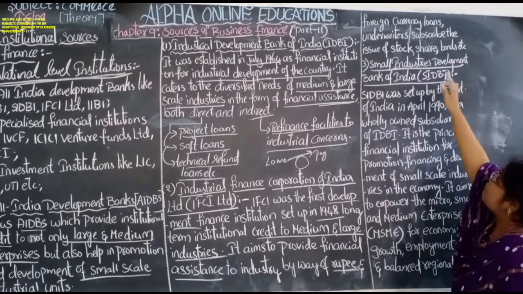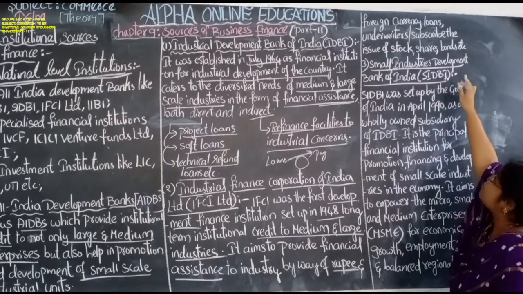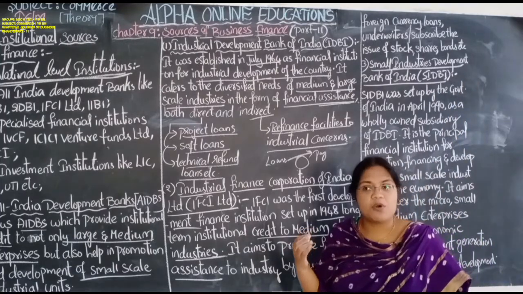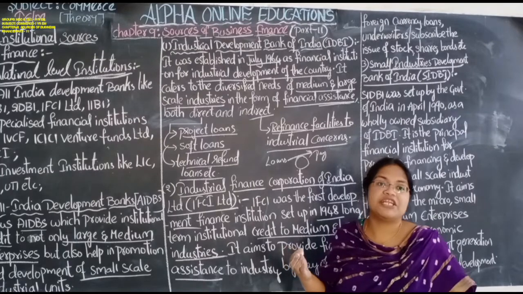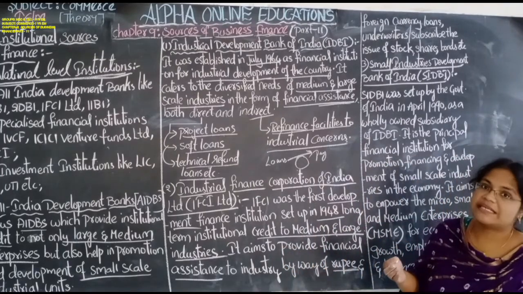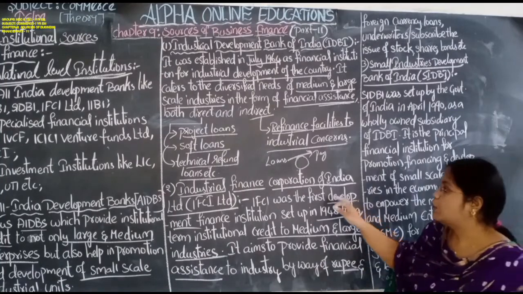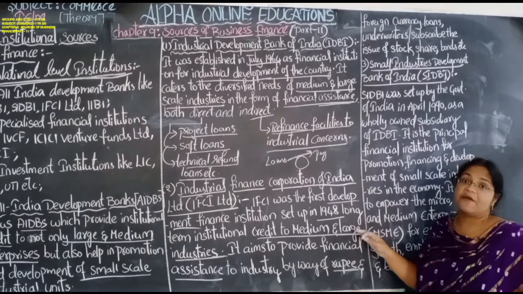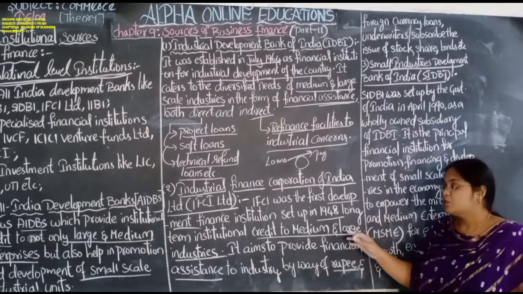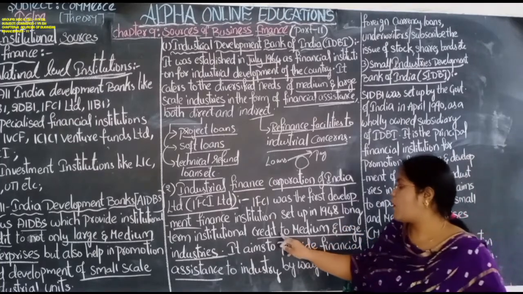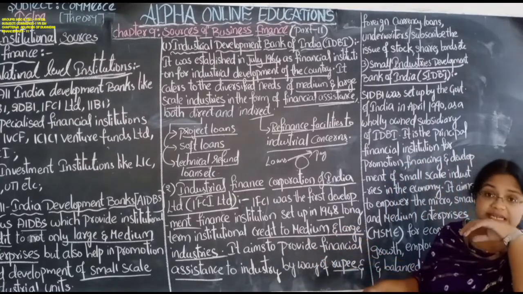Underwriters subscribe to the issue of stock, shares, bonds, etc. Means the brokers will take the responsibility of issuing the stock, shares and bonds in the stock market. So this is used for the financial development of industry. It was started in 1948 and it provides credit to medium and large industries.